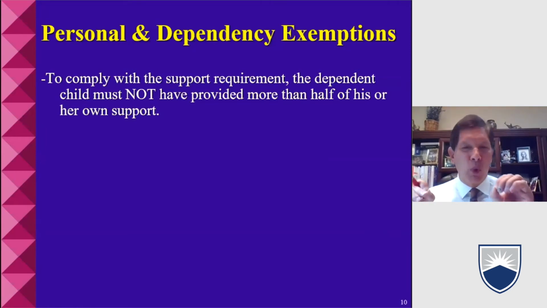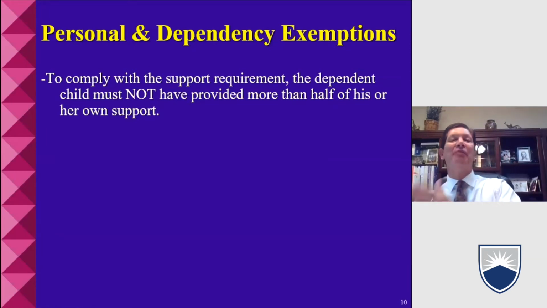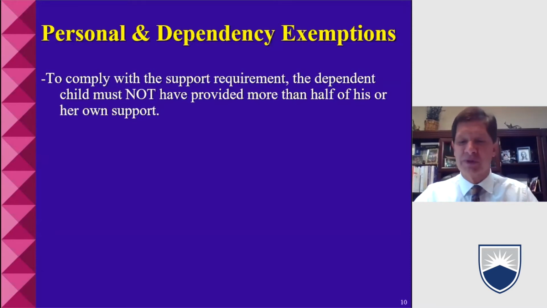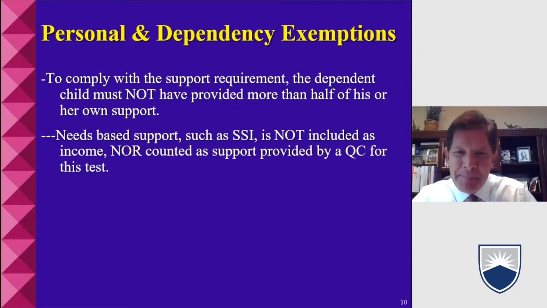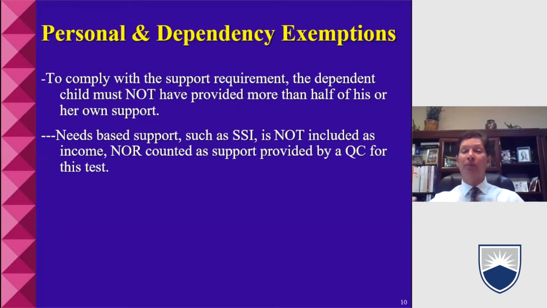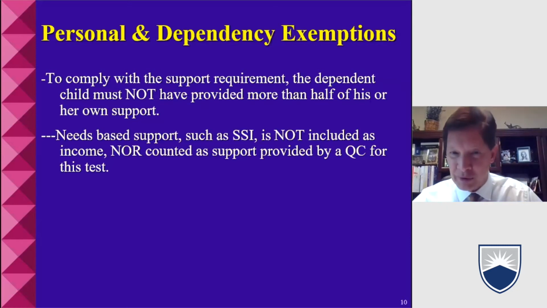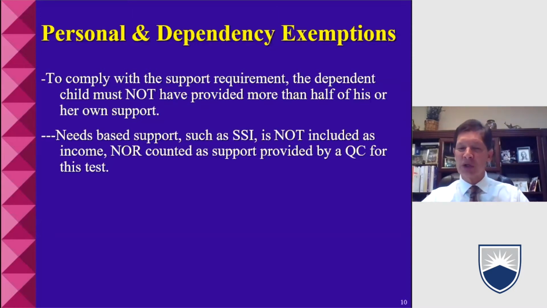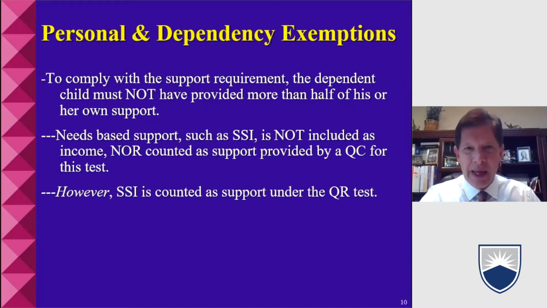To comply with the support requirement, the dependent child must not have provided more than half of his or her own support. Needs-based support, such as SSI, is not included as income, nor counted as support provided by a QC for this test. SSI, and we all know supplemental security income, is for support, correct? It's not deemed to be support if you're a qualifying child. However, SSI is counted as support under the qualifying relative test. Okay, that's a big difference.